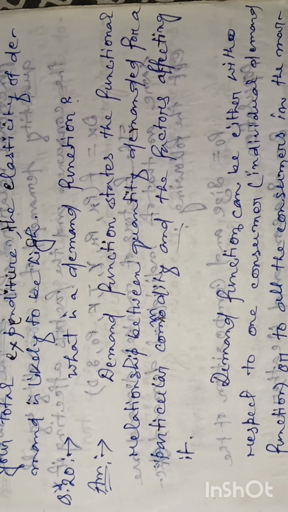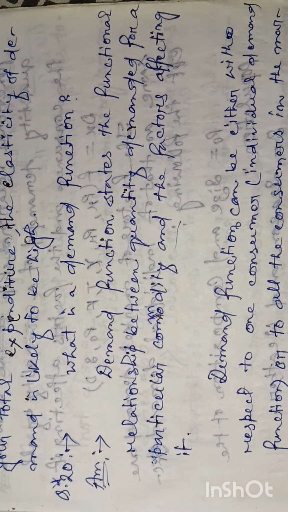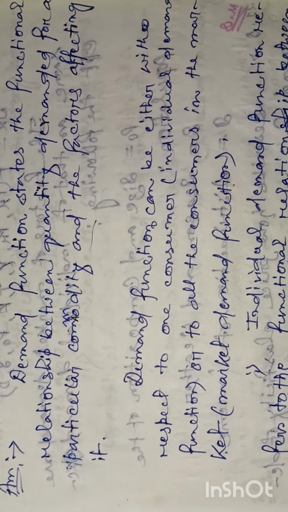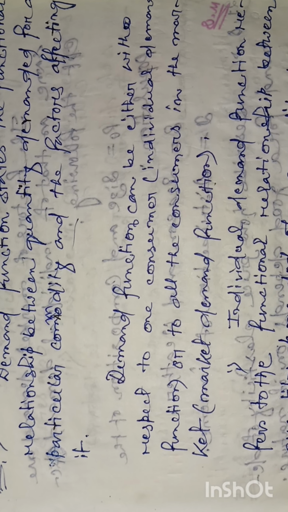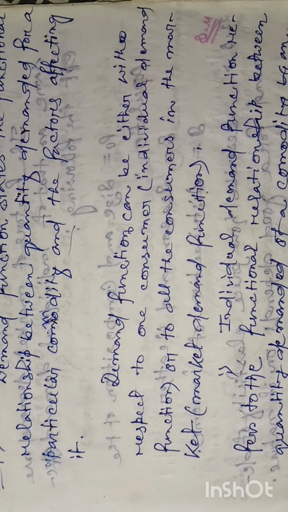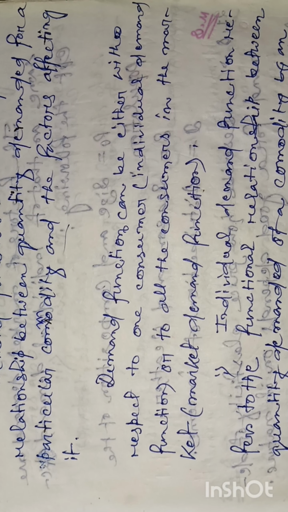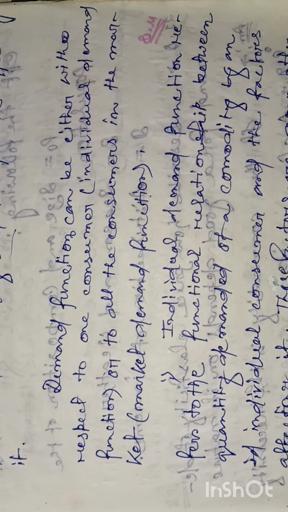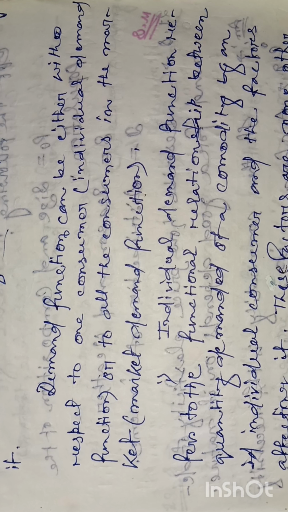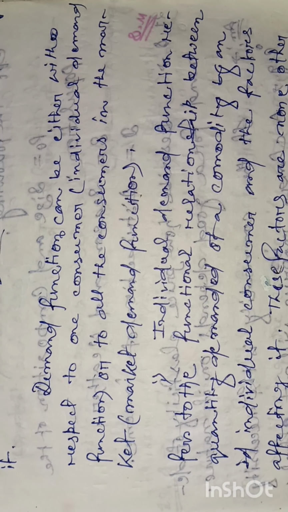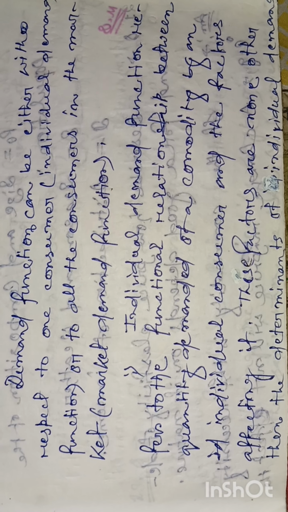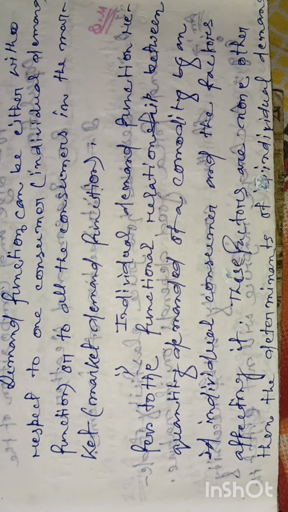What is a demand function? Demand function states the functional relationship between quantity demanded for a particular commodity and the factors affecting it. Demand function can be either with respect to one consumer or to all the consumers in the market. Number 1, individual demand function refers to the functional relationship between quantity demanded of a commodity by an individual consumer and the factors affecting it.